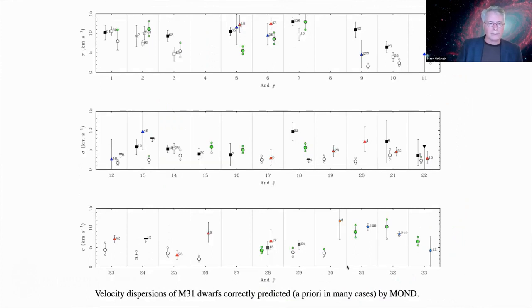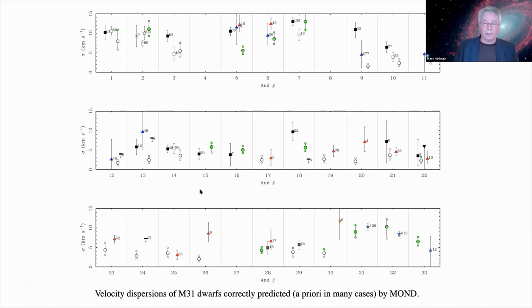So let's do that. It's hard to show these data. This is the predicted velocity dispersion. That's the speeds of the stars within each one of these dwarfs. And this is for Andromeda 1, Andromeda 2. We're really good at naming things. Andromeda 3, Andromeda 4 turns out to be a background object, which MOND predicted it would be because it moved too fast. Andromeda 5, Andromeda 6, so on. So all these little dwarfs.